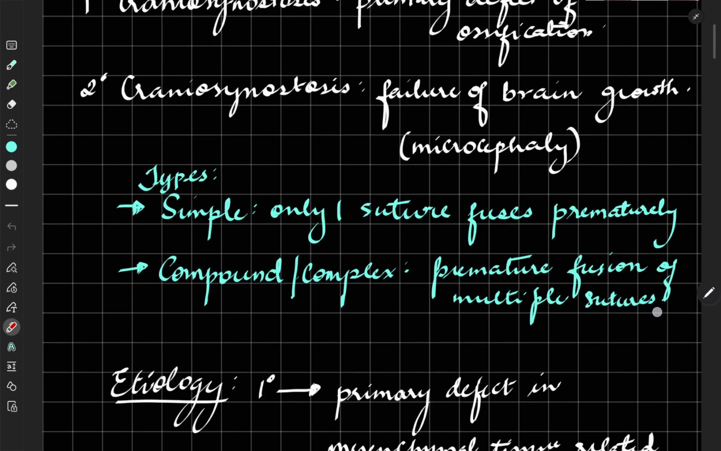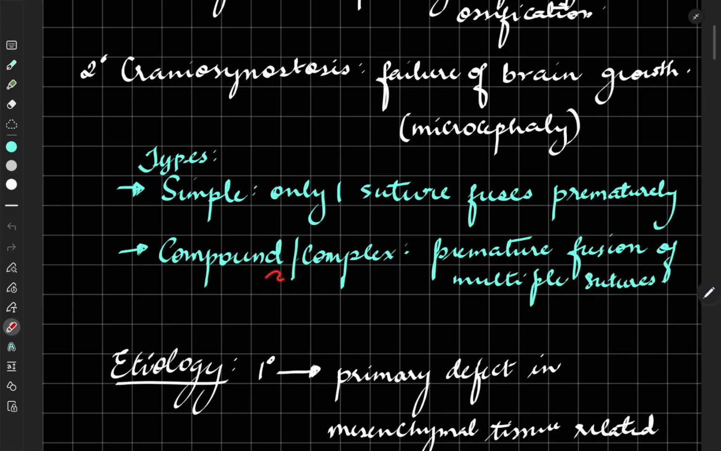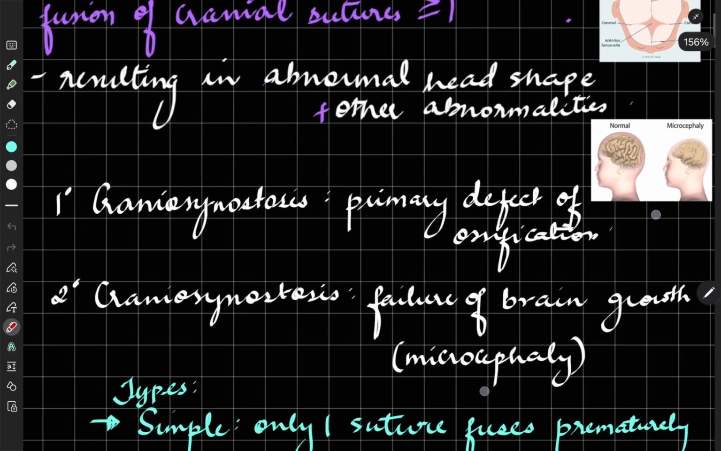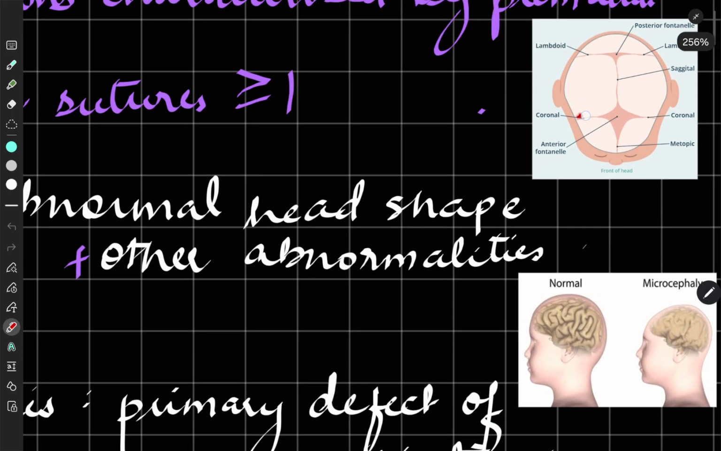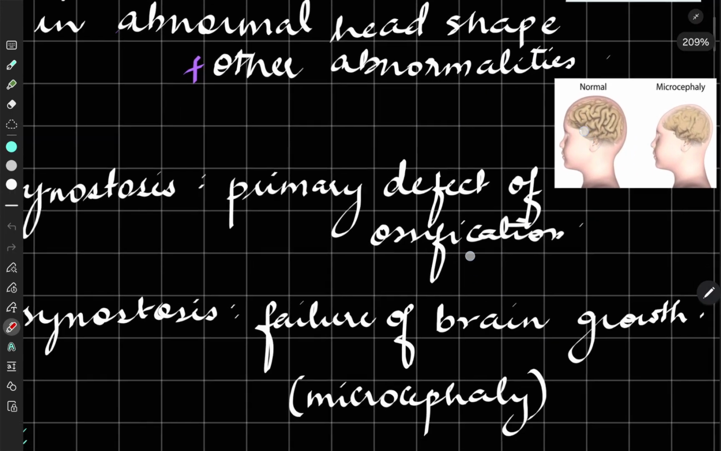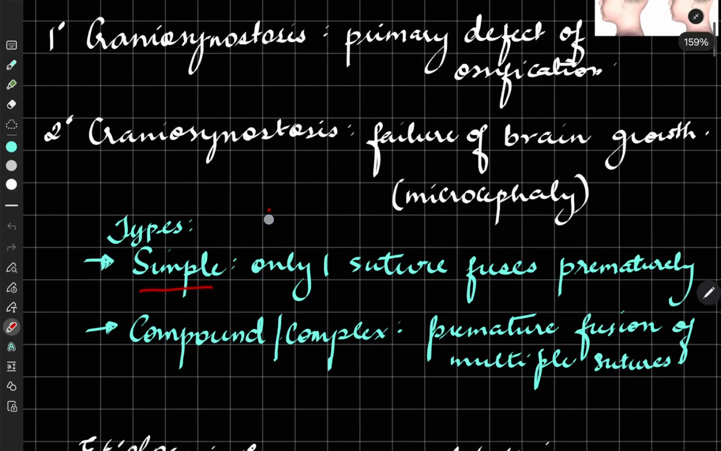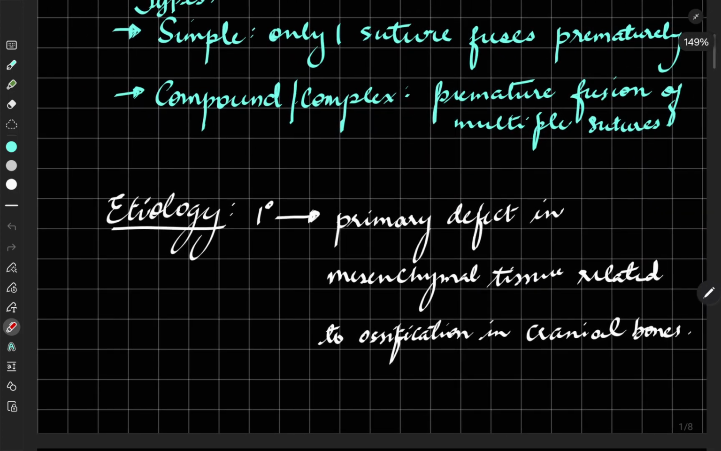Now there are types. There is simple craniosynostosis and there is compound or complex craniosynostosis. So in simple, only one suture fuses prematurely. The common sutures which fuse prematurely are the coronal suture and the sagittal suture. Okay, so in simple, only one suture fuses prematurely. But in compound or complex, there is premature fusion of multiple sutures. So this will be more than one suture fusing prematurely.